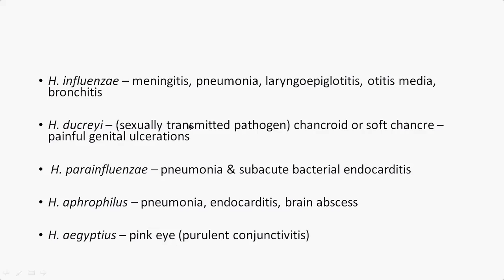Then Haemophilus ducreyi is a sexually transmitted pathogen causing chancroid or soft chancre. The soft chancre is a lesion produced by it, with painful genital ulcerations that bleed highly. If you touch it, continuous bleeding will start from the ulcers. That is the classical example of the soft chancre. Then Haemophilus parainfluenzae also causes pneumonia and subacute bacterial endocarditis, not present acutely. Then Haemophilus aphrophilus causes pneumonia, endocarditis and brain abscesses, and Haemophilus aegyptius, known as pink eye, causes a purulent conjunctivitis.